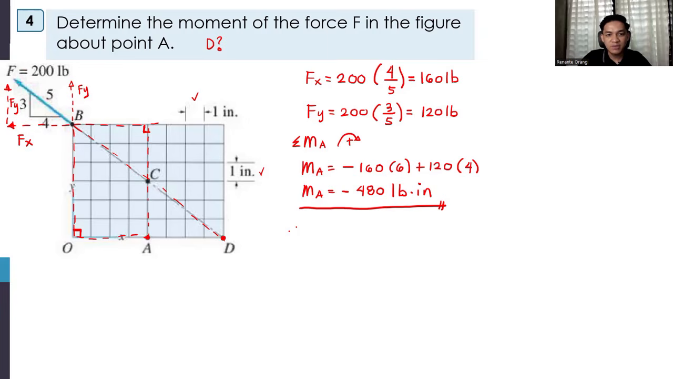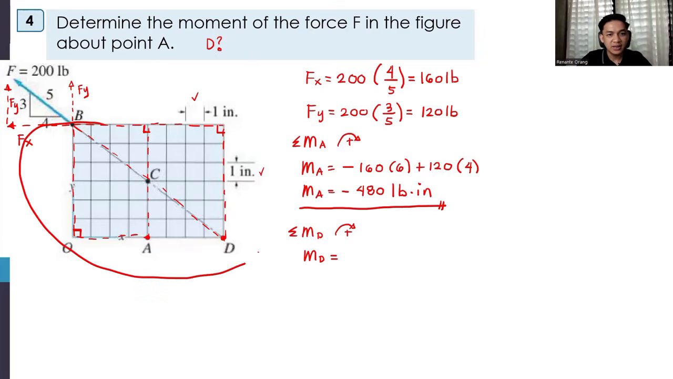So, i-prove natin, we have summation of moment at point D, where all clockwise forces are positive. So, moment D is equivalent to, unahin natin si force X, tingnan natin kung positive ba siya o negative. So, papaikutin natin siya sa ating point D. And as you can see, counterclockwise po siya, so this is negative 160. Next is its perpendicular distance. So, nalagyan ko na ng label. Ito yung ating perpendicular distance of Fx. That is 1, 2, 3, 4, 5, 6. That is 6 inches.